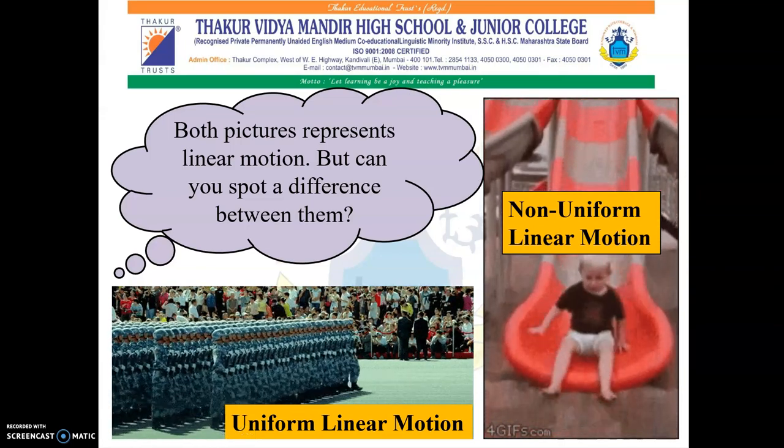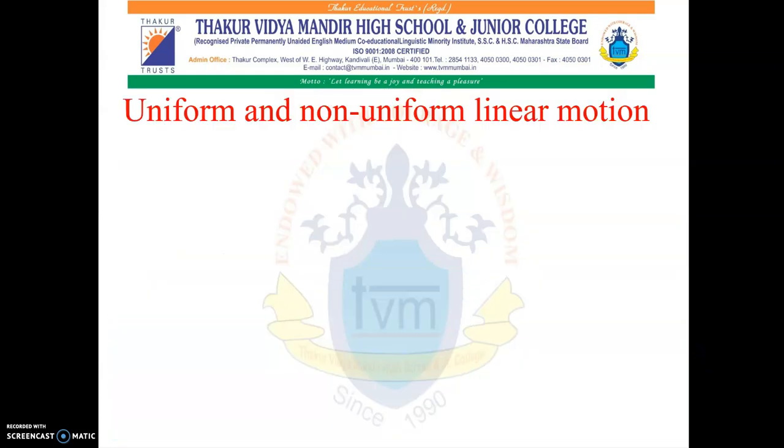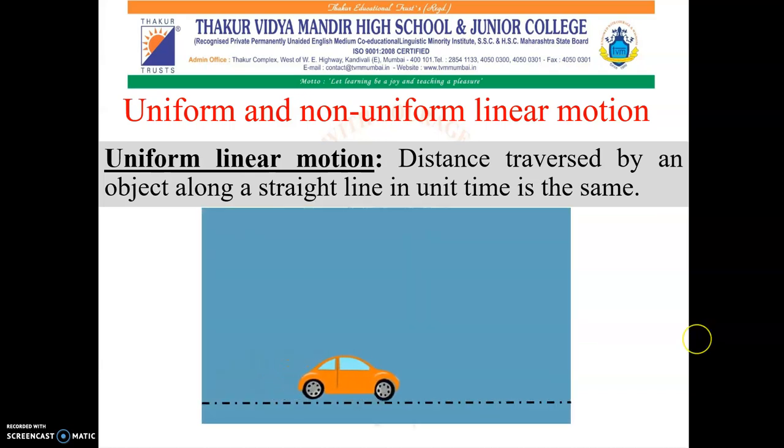Let us understand what is uniform linear motion and non-uniform linear motion. Uniform linear motion: distance traversed by an object along a straight line in unit time is the same. Let us understand this with the help of one example. Over here, this picture shows the motion of a car along a straight path. It is linear motion. But why is it uniform linear motion?